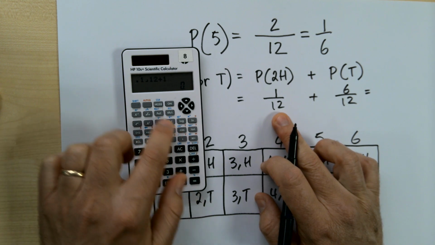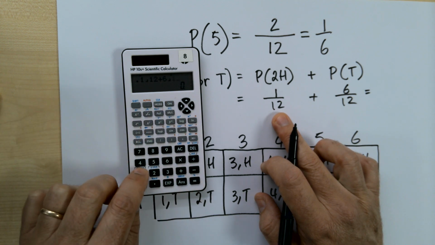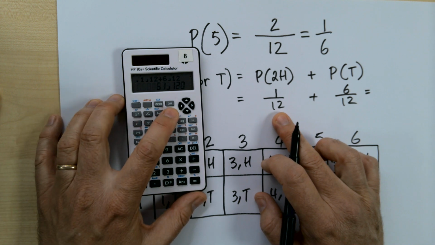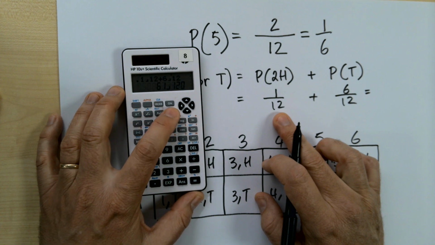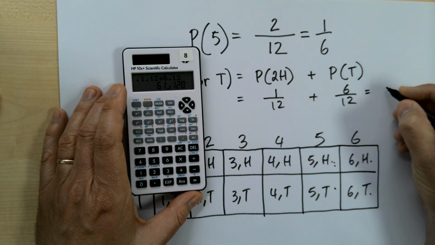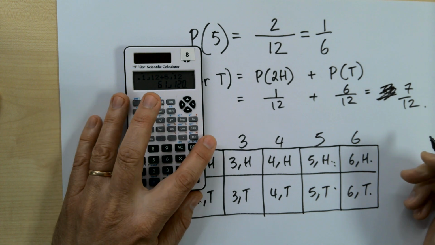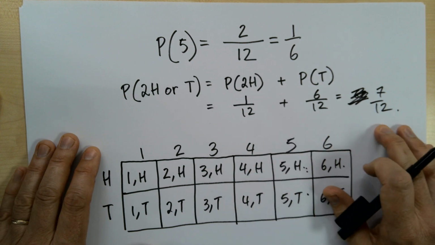Plus 6 ABC 12. Okay, so it's saying that's 61, no, I got that wrong. That's actually 7 over 12. Okay, I'm not sure what's going on there. There you go. This is what happens when you don't edit your videos. 7 over 12. That should get you that.